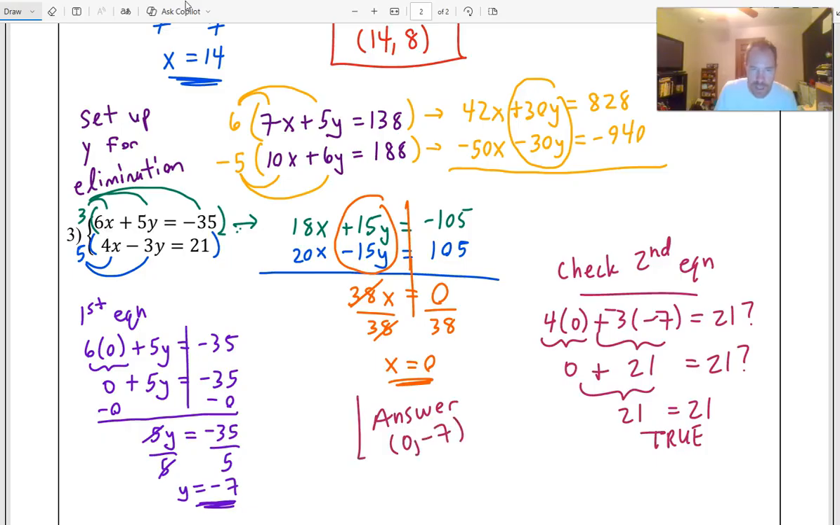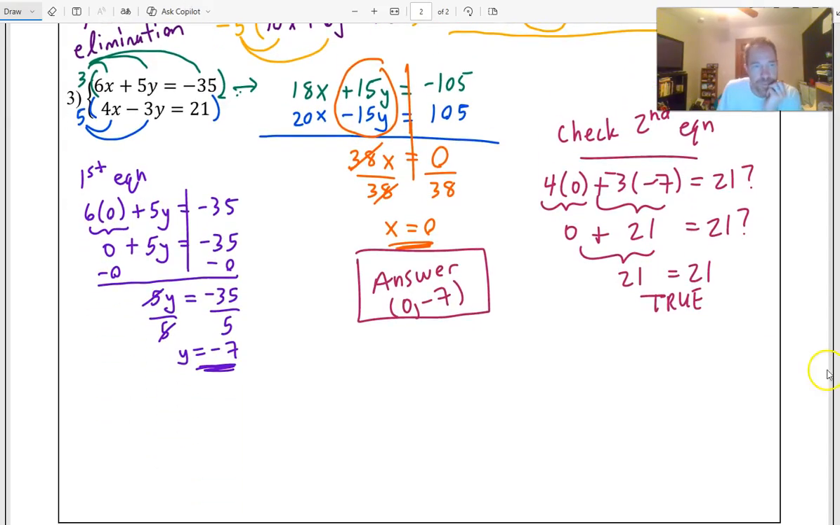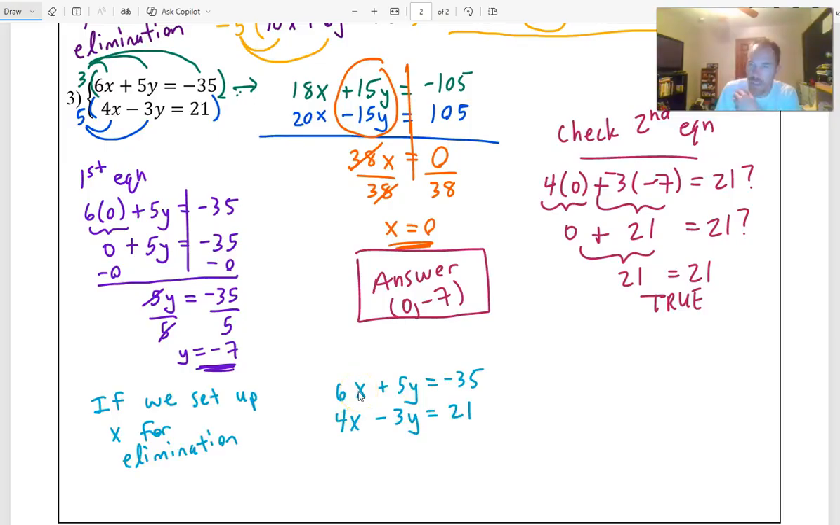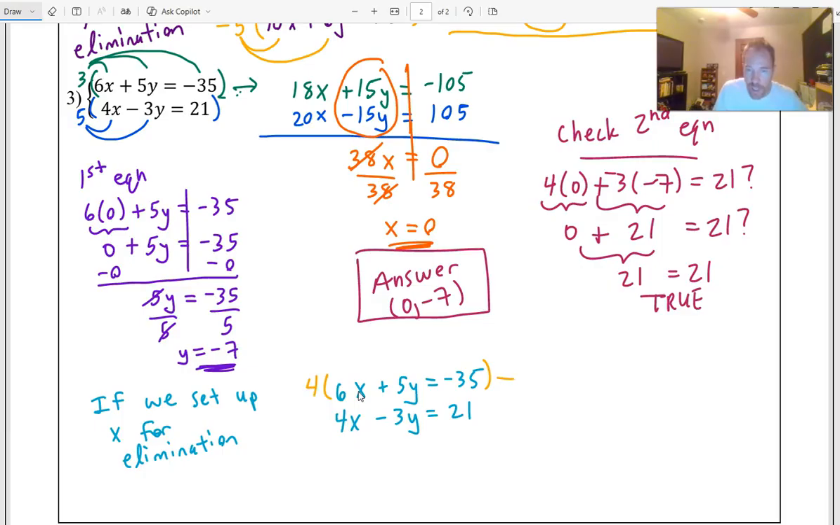The only other thing I'm going to do here is show you if you wanted to set x up for elimination. I'll try to do that quickly. It's not wrong to do that. I did it for y, but you could choose x instead. So I'm going to take the coefficient from the other equation. 6x, I'm going to multiply that by 4 from the other equation. That's going to give me 24x, plus 20y, and that's going to equal negative 140, I'm pretty sure.